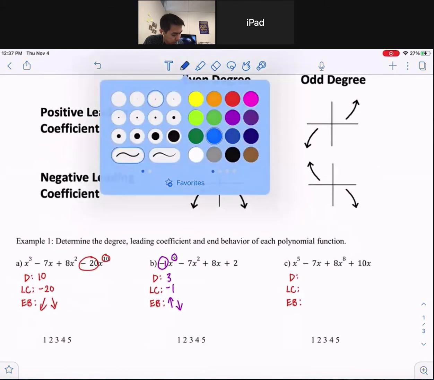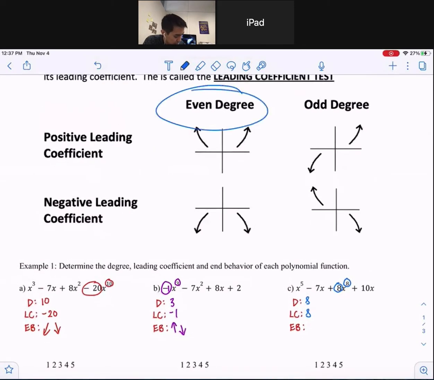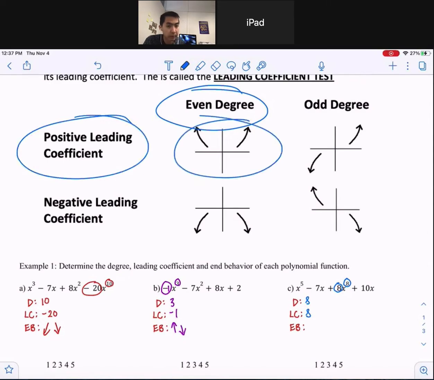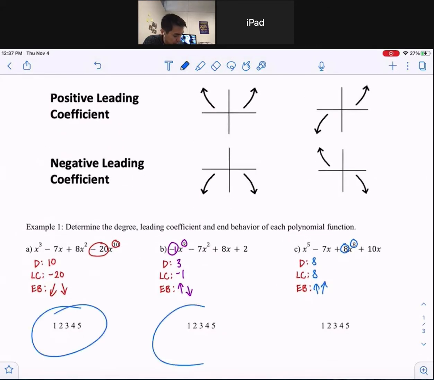Okay, try this one. The highest degree is 8, and the leading coefficient is 8. So it's an even degree with a leading coefficient that's positive, so your guys' end behavior is left side up, right side up, up, up. Make sure to do your guys' scales from 1 through 5. Okay?